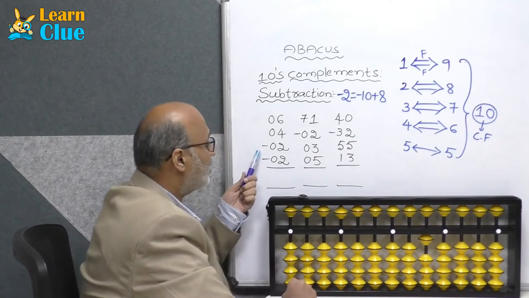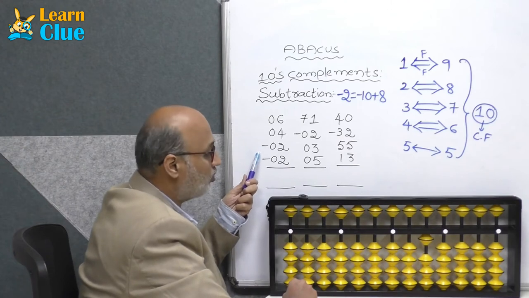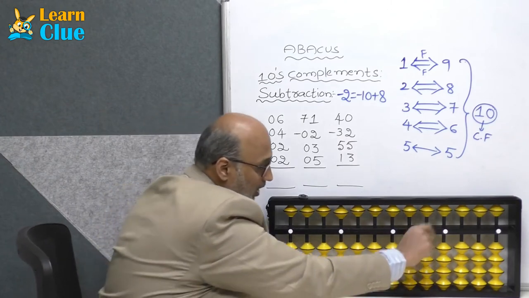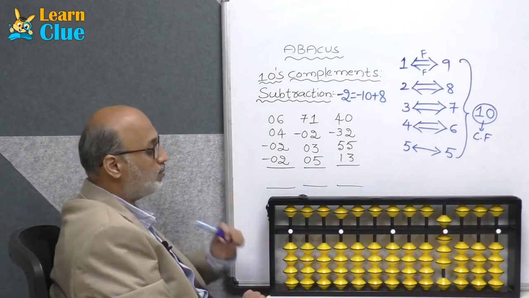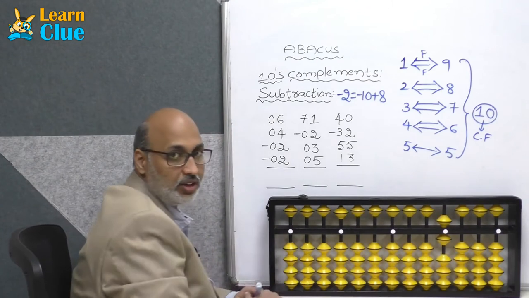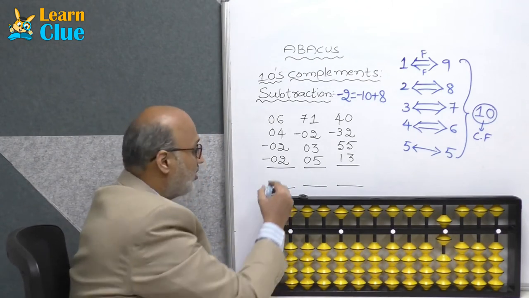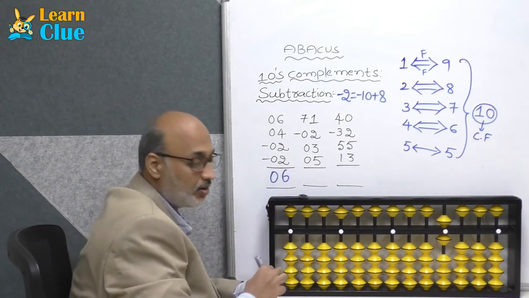Now they are asking minus 2. How to do minus 2? Who is the friend of 2 here? 2's friend is 8. Exactly. Minus 10 plus 8. Again they are asking minus 2, where the beads are available. Now tell me the answer. Answer is 6, isn't it?